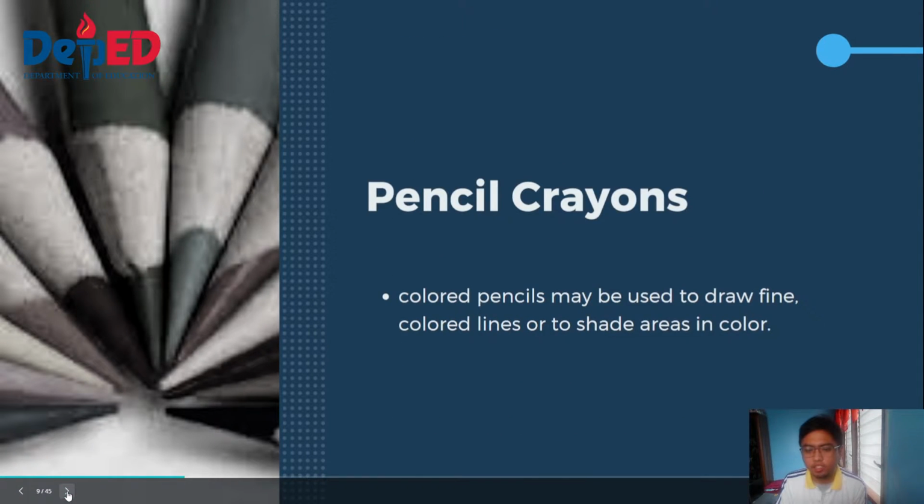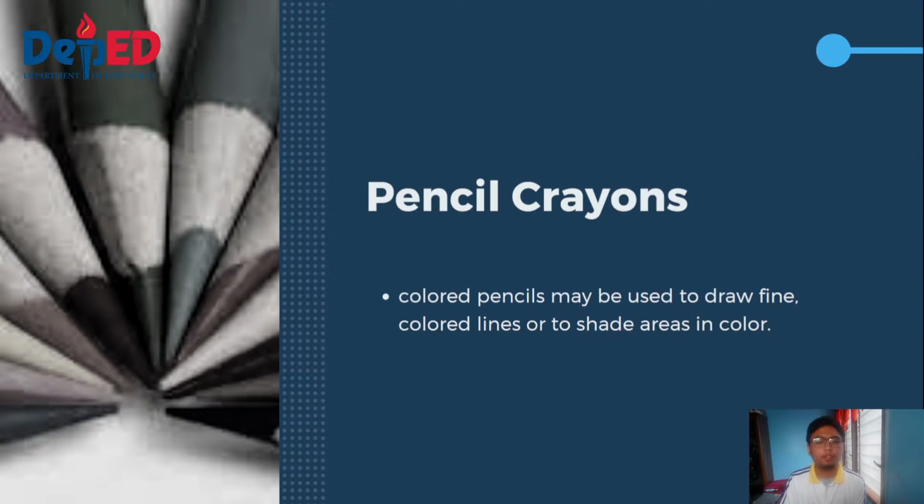Then we have pencil crayons. This is different from our previous topic, which is pencils. Colored pencils may be used to draw fine colored lines or to shade areas in color. So basically, if you need to have color on your shades, you use pencil crayons or colored pencils. In animation, we use non-photo blue pencil or any colored pencil aside from the dark ones, so that we could identify that this line is for guide, while the darker pencils are used to finalize your drawings or your animation.